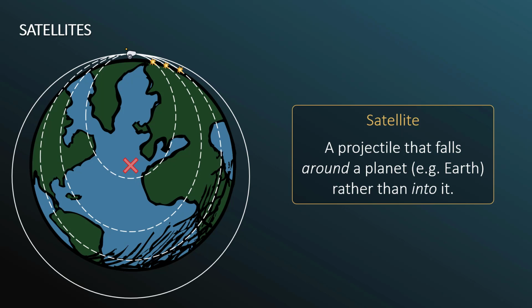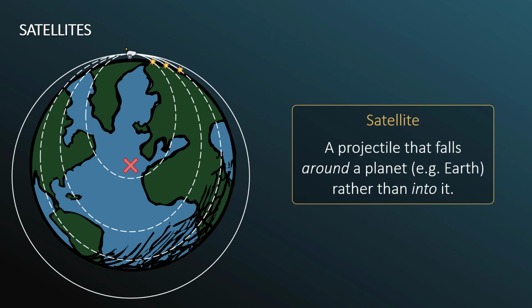Now the speed of a satellite must be great enough, again, to ensure that the falling distance matches the planet's curvature at minimum. The Earth's curvature is such that a satellite, at minimum, must travel 8,000 meters per second, if we're near the surface of the Earth, in order to actually fall around the Earth rather than into the Earth. That's an extraordinary speed. That's 8 kilometers per second.